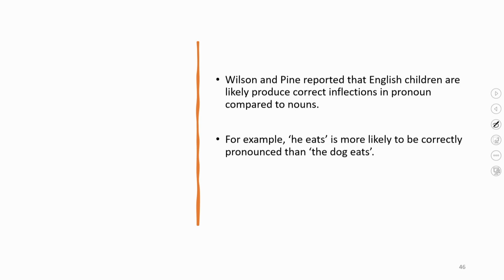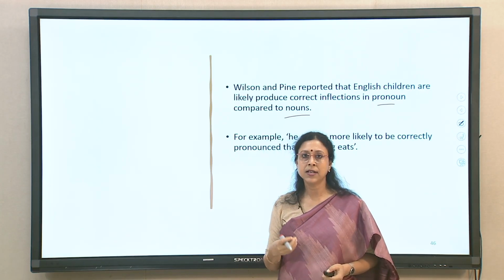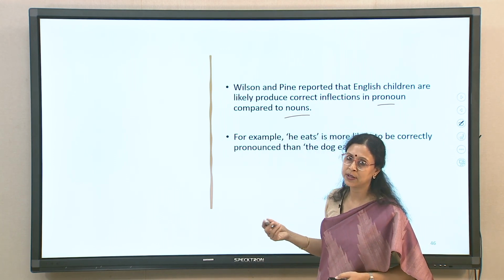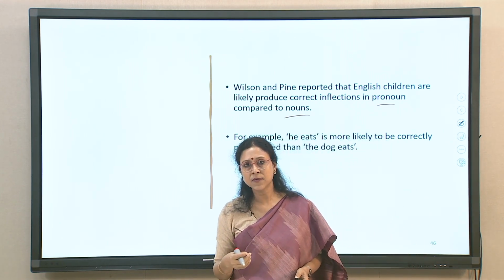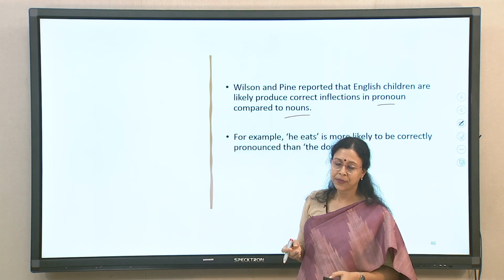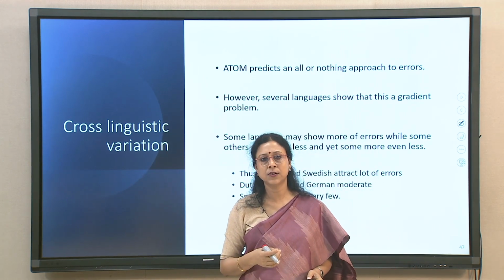Then Wilson and Pine also reported that English children are likely to produce correct inflections more with pronouns compared to nouns. So, if it is about pronouns, they are more likely to use the proper form, like he eats, she eats, they eat and so on, but in the case of a noun, the dog eats, there are more mistakes. So, that is another domain. Whether it is different kinds of verbs or different kinds of nouns and pronouns, the error rate might differ. These are the situations that the theory cannot take into account.